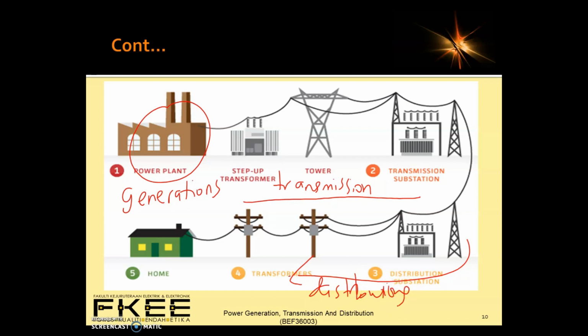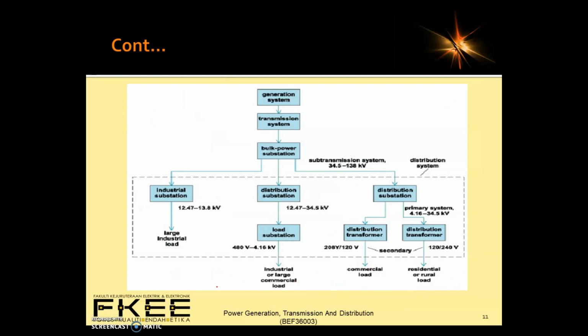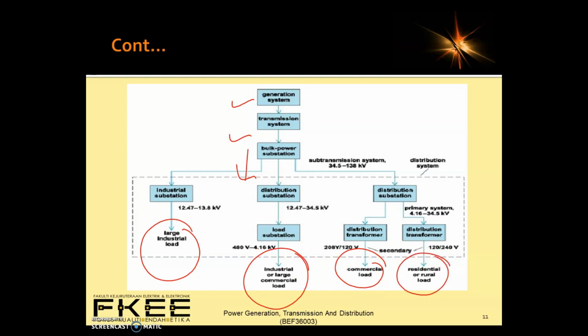Okay, and then finally is the load. So this is the modern electric power system. This figure shows types of distribution systems. You can see here from generation, transmission, and go to the distribution part. You can see there's a large industrial load, industrial or large commercial load, and also the residential or rural area for load.